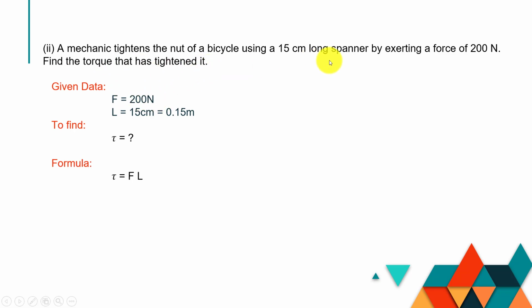Again, in the statement, you are given the moment arm, which is 15 cm, and you are also given the force, which is 200 Newton. So in given data, you will write F equal to 200 Newton, and the moment arm equal to 15 cm, which is equal to 0.15 meter. And you have to find out the torque. Now by using this formula, torque is equal to the product of force and moment arm, you can easily calculate torque.